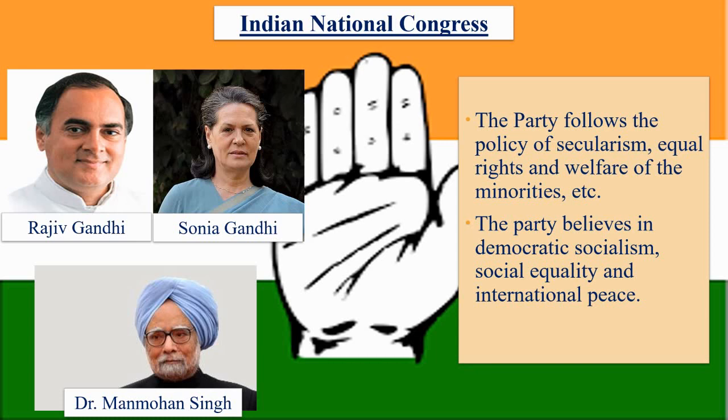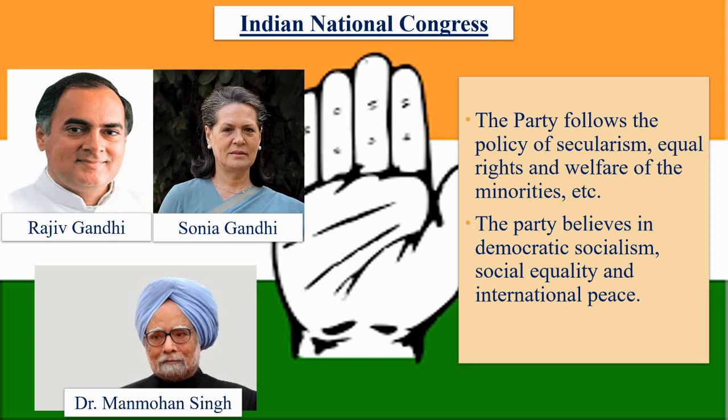Congress has also organized different programs for housing, for the farmers, etc. The Congress Party believes in socialism. Socialism basically means for the welfare of the society and the people, social equality and international peace. When we say international peace, it basically means maintaining good relations and international brotherhood.